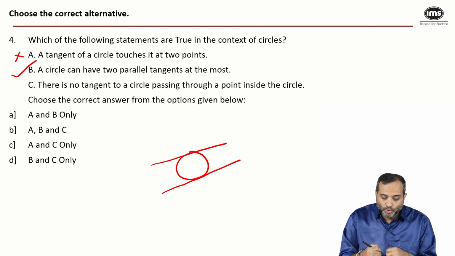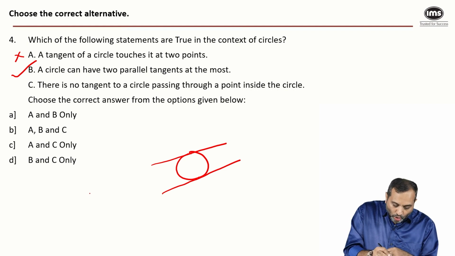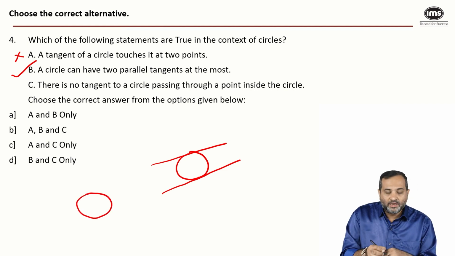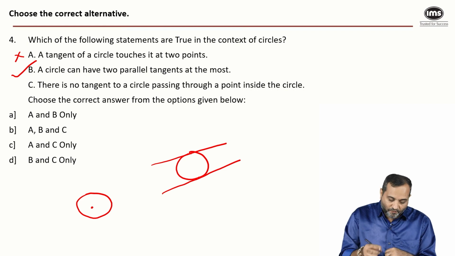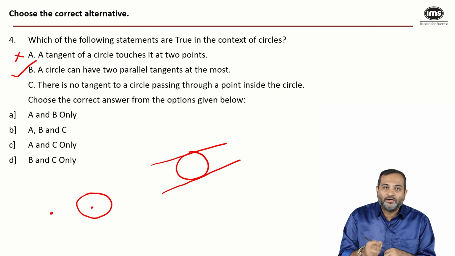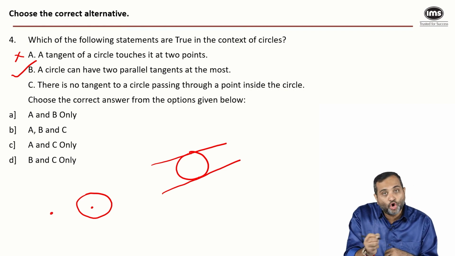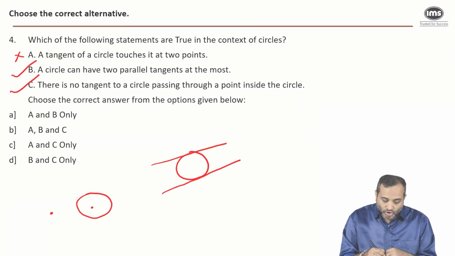There is no tangent to a circle passing through a point inside the circle. So, if this is a circle, I have a point inside the circle. Can I draw a tangent? No. From any exterior point, I can draw tangents to the circle. So, the second statement says there is no tangent. So, true. So, there are 2 statements which are true, B and C.